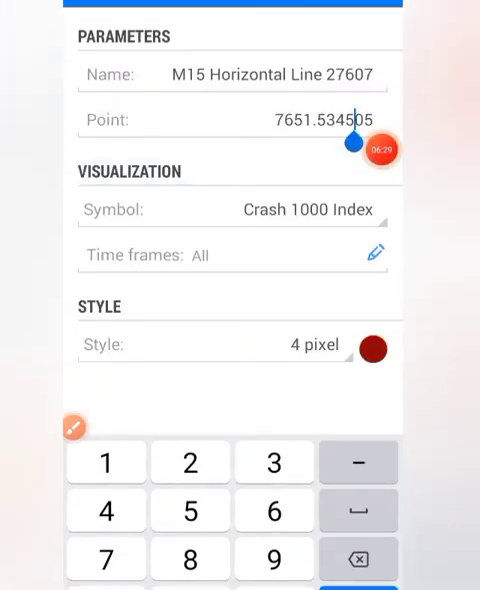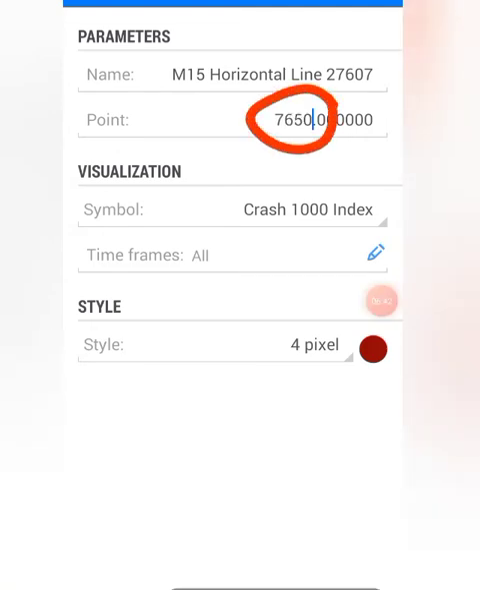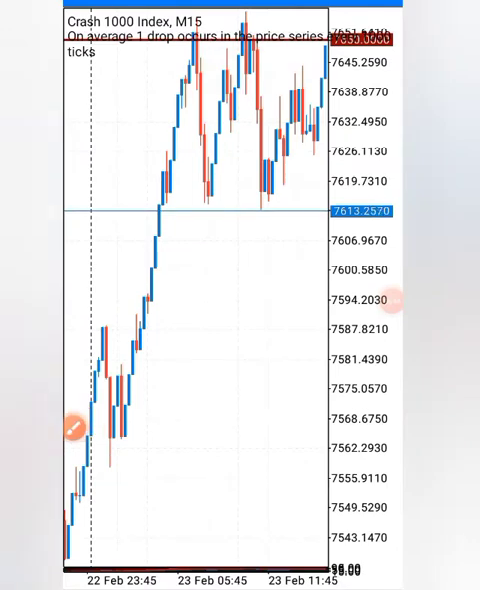Look out for the nearest psychological level. Okay, this will take you back to one of my videos where I teach how to get a psychological level. So the psychological level close to this very point now is 7650. That's the nearest psychological level. Okay, guys. Now click on done. You've gotten the psychological level.